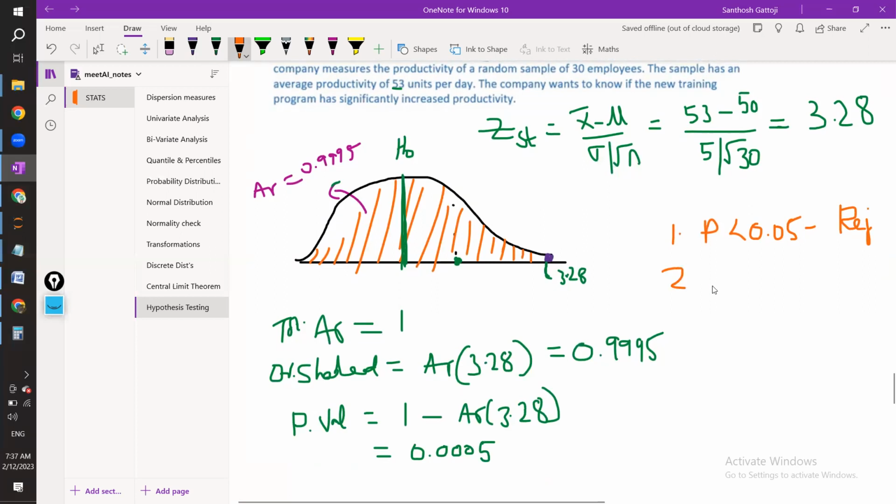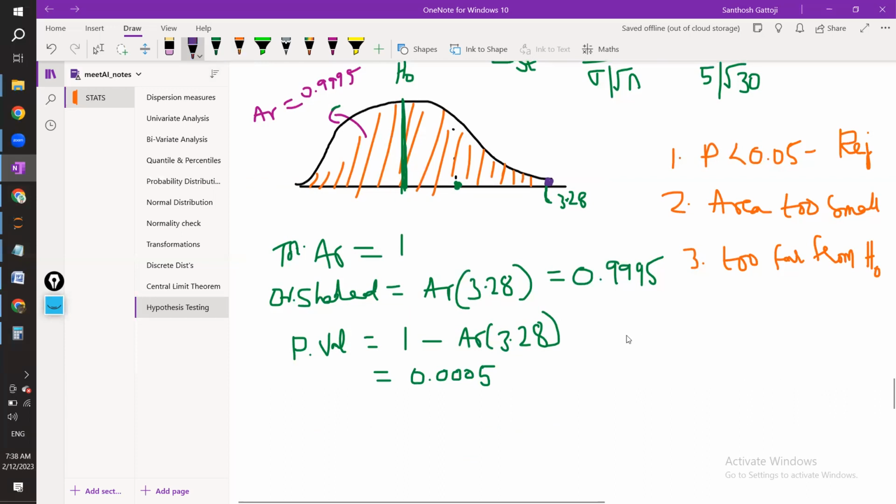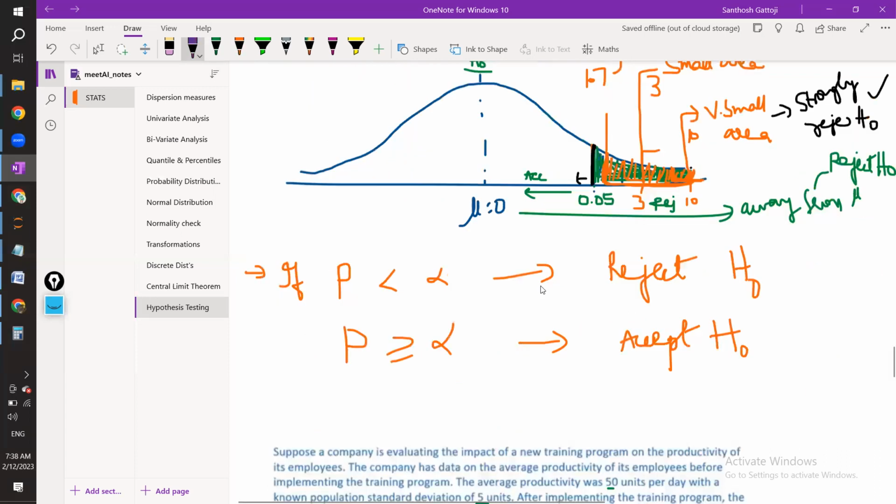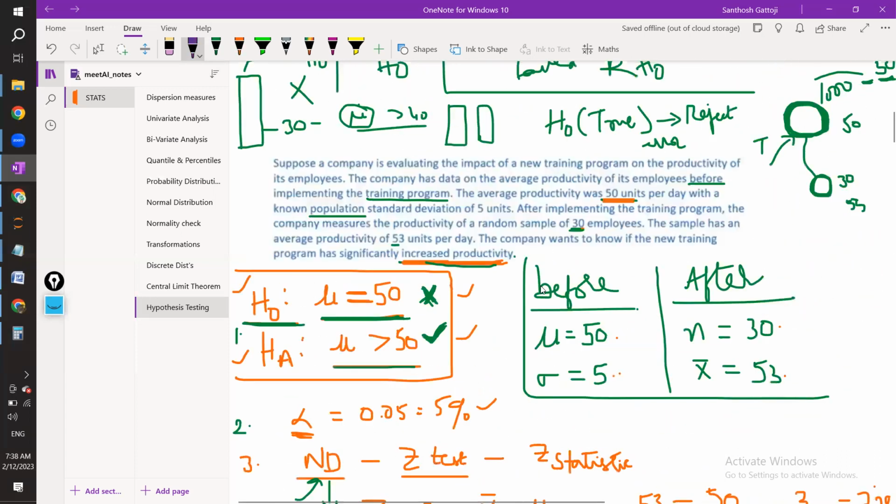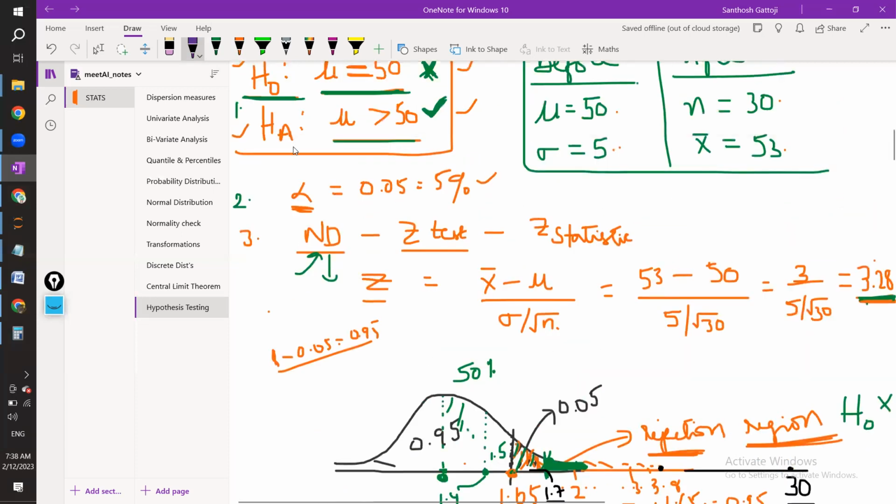And second thing is the area is very small, too small. And third thing is it is moving away. It's the same thing, but when the area is too small, it is moving very far from the null hypothesis. So from this scenario, you can say we are going to reject the null hypothesis and accept the alternate. If I go back, in this scenario also we have rejected the null hypothesis and accepted the alternate hypothesis.